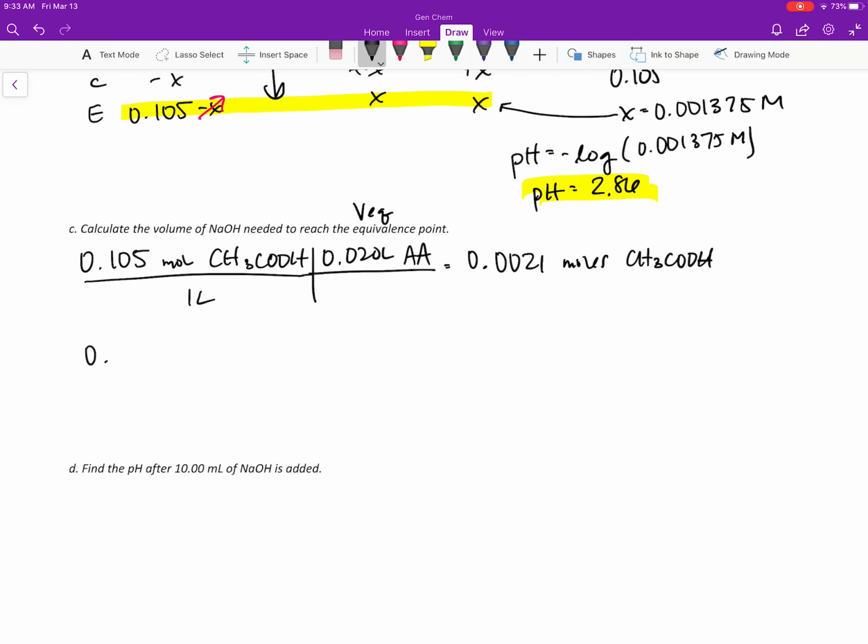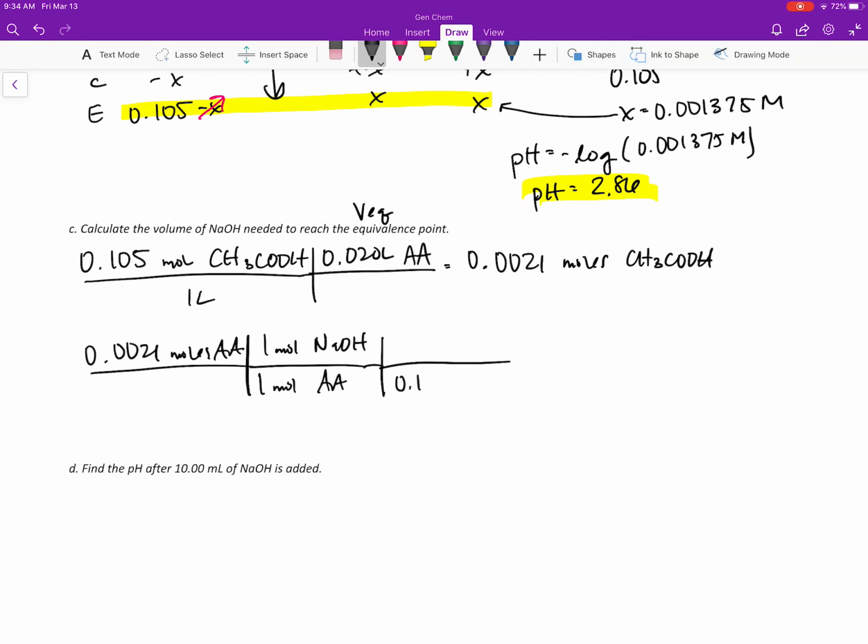Now, fortunately for us, according to the balanced chemical equation, this is a 1-to-1 ratio. 1 mole of acetic acid is going to react with 1 mole of NaOH. And then to get the volume, I need to use the molarity that I'm given in the problem, which is 0.125. And that will get me to the volume of NaOH needed, which is 0.0168 or 16.8 milliliters.